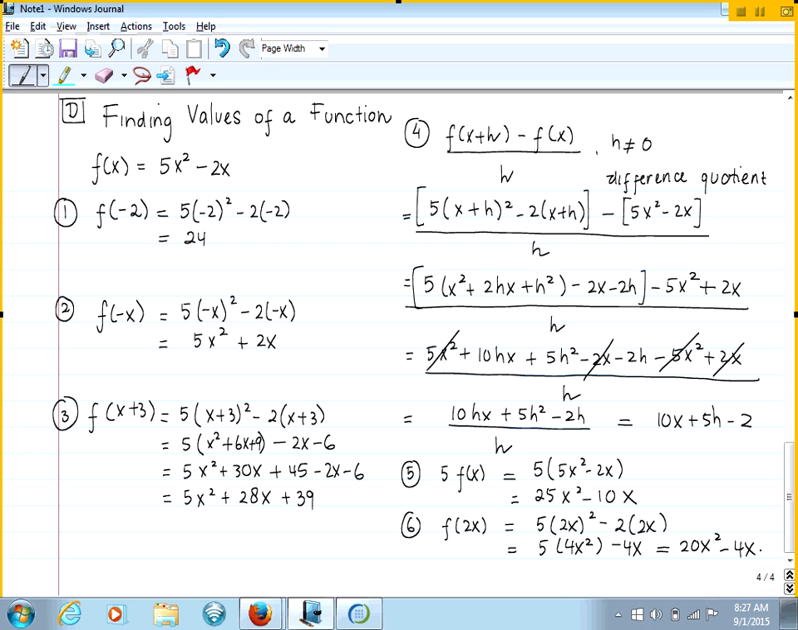Okay, so far, which part is not reviewed? Maybe a little bit of these, right? A little bit. How about the other one? So far, they're reviewed, right? Maybe only the difference quotient. Okay, good. So we're going to move on to find the domain.